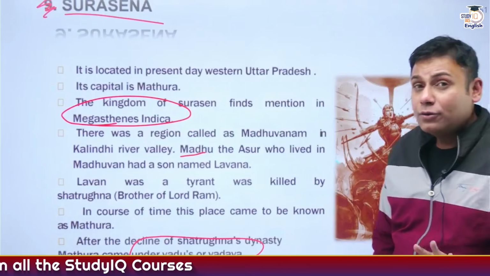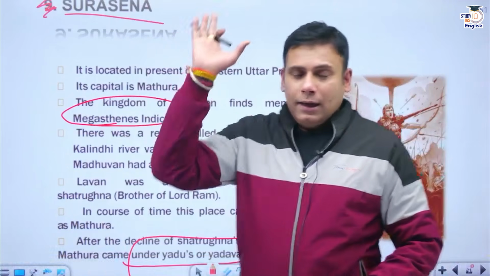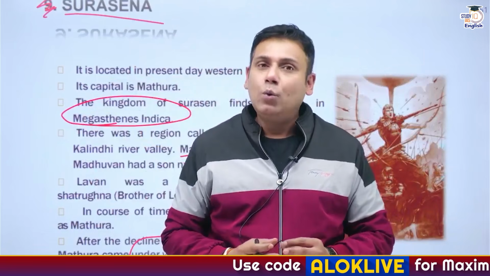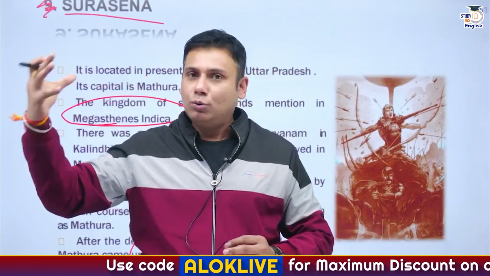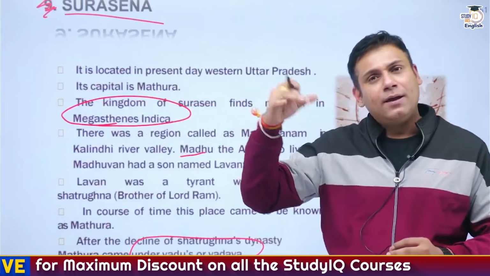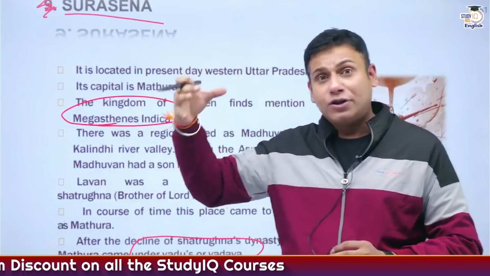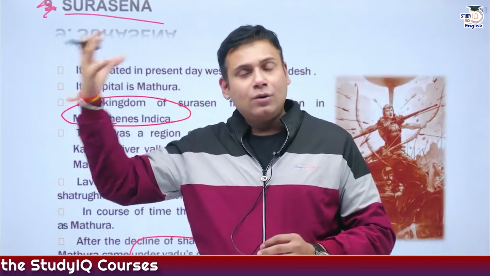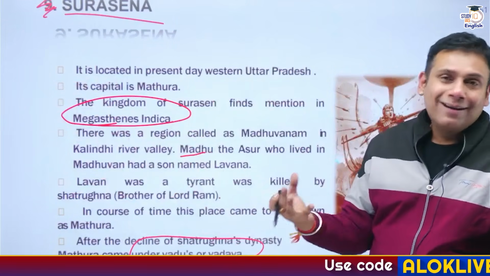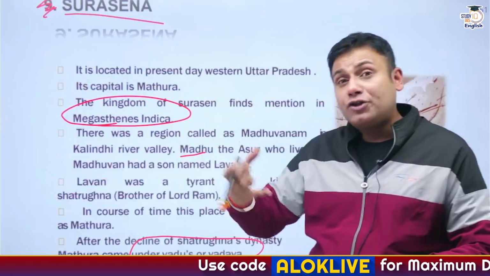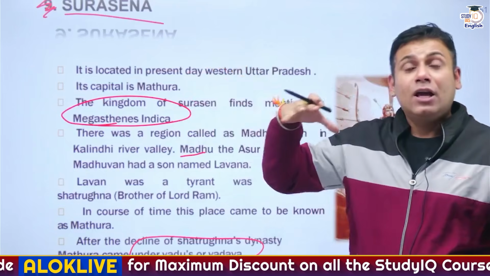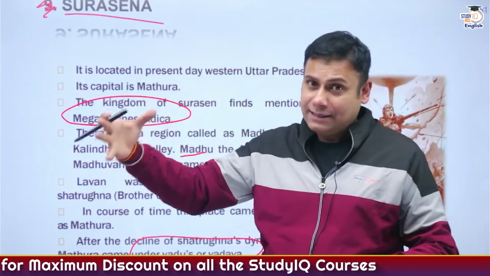Do not get confused. I'll repeat the points. Initially, around the region of Mathura, there was a jungle. It was being ruled by a Rakshasa, a demon named Madhu. He had a son named Lavan, who was a tyrant, and he was killed by Shatrugna, the ruler of Shatrugna dynasty. And Shatrugna dynasty now ruled over the region of Mathura. Very few historical texts mention the decline of Shatrugna dynasty in the region of Mathura and the rise of a new dynasty called Yaduvansh or Yadavas dynasty.